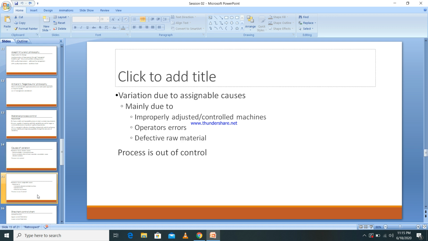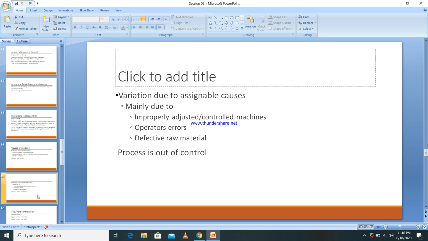But the next type of causes are the assignable causes. That is, now let's say the waist size is 32 inches in the medium size pant, but because of the employee's failure, it's becoming 32.5 inches. So in that case, if you change the employee, you can stop or reduce that variability. So the causes that we can change, we call assignable causes. For example, improperly adjusted or controlled machines, errors happening by the employees, or failures of the products due to defective raw materials. So these things we can control.